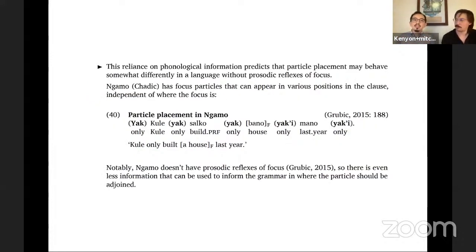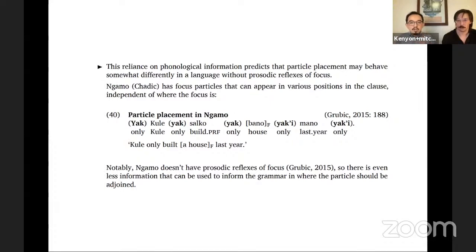Now, this approach that starts with the phonological information and predicts particle placement might make certain predictions about how particle placement might be different in different languages with different prosodic reflexes of focus. And that seems to be true. So here's one striking example from Gamo, which is a Chadic language that has focus particles that can appear in various positions in the clause, independent apparently of where the focus is.